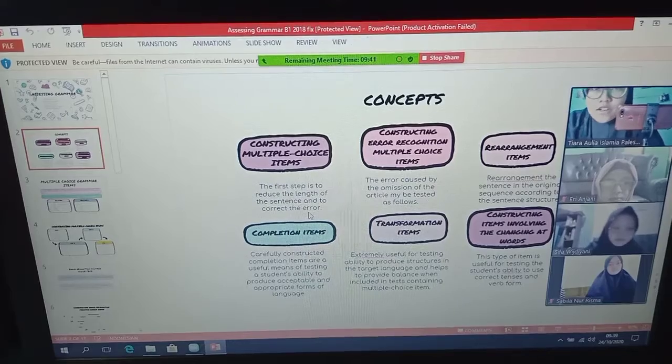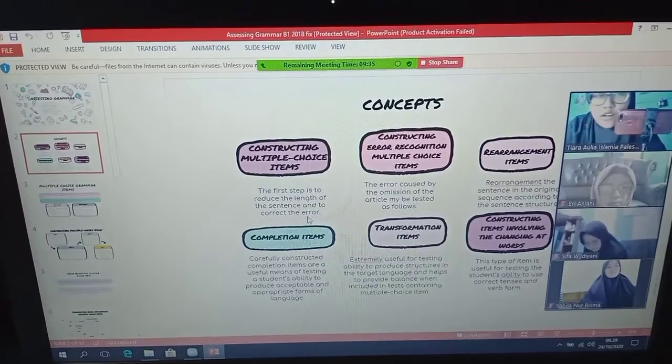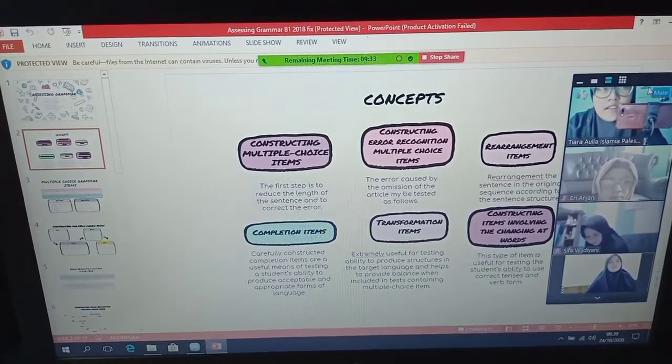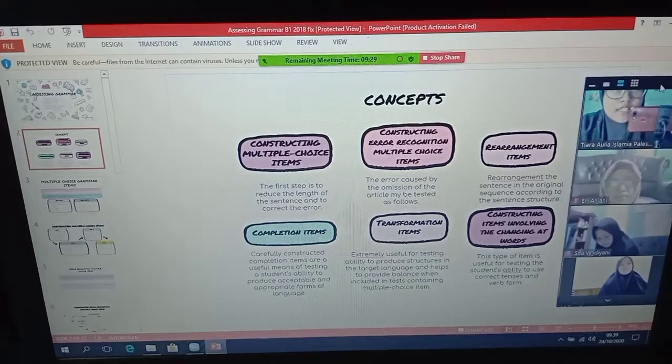Okay. Now, I will start my presentation with the concept of assessing grammar. The first one, constructing multiple choice items. The first step is to reduce the length of the sentence and to correct the error. It means, langkah pertama adalah mengurangi panjang kalimat dan memperbaiki kesalahan.